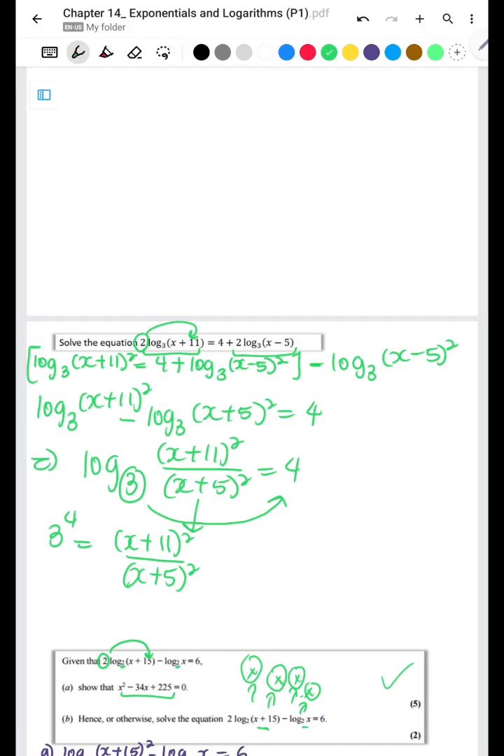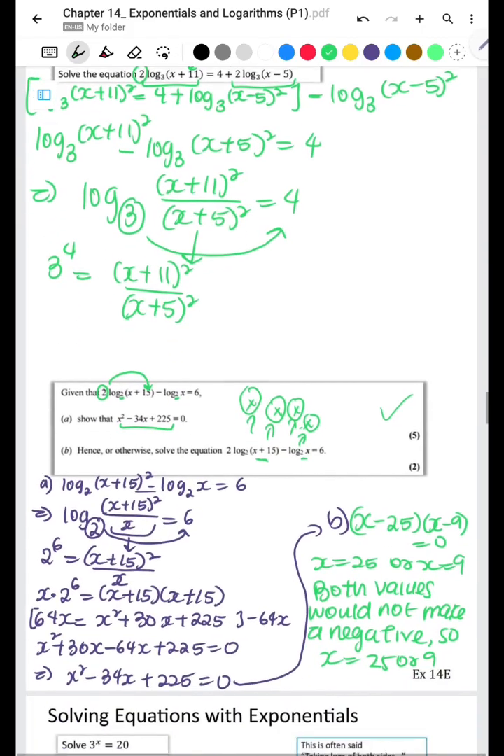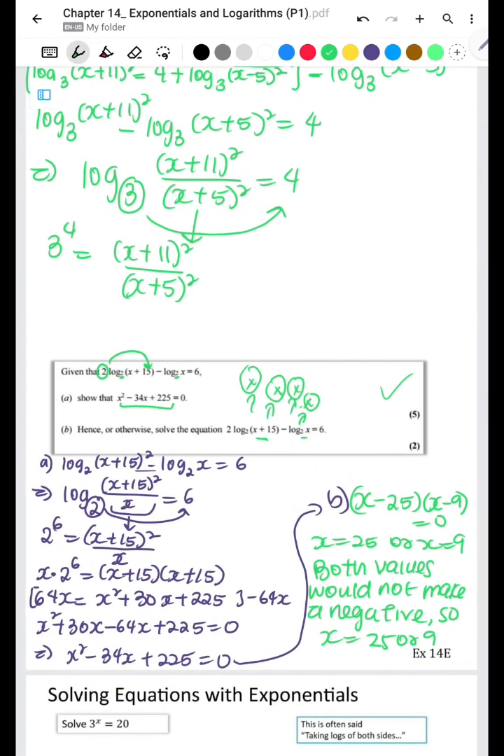I can go on to expand it. I can as well take the square root of both sides, where I raise both sides to the power of half. I think it's easier to raise both sides to the power of half, or I expand it. So even expanding it, let's expand it. So I know this seems as 3 to the power of 4, (x minus 5) squared is equal to (x plus 11) squared. 81 times (x minus 5)(x minus 5) is equal to (x plus 11)(x plus 11).